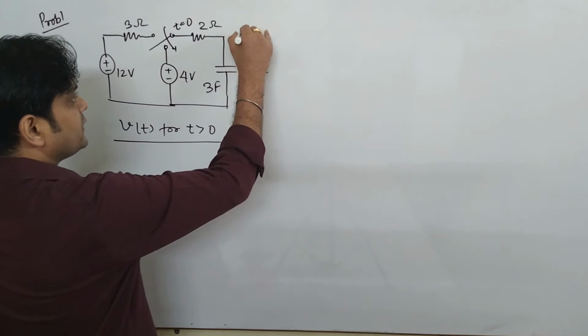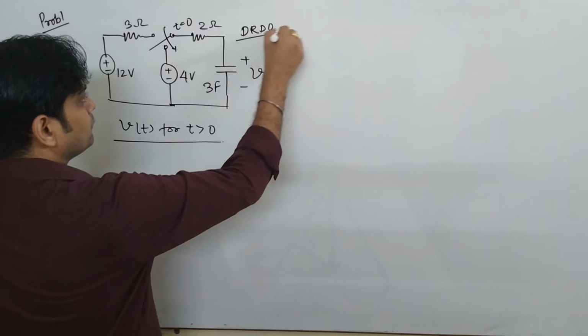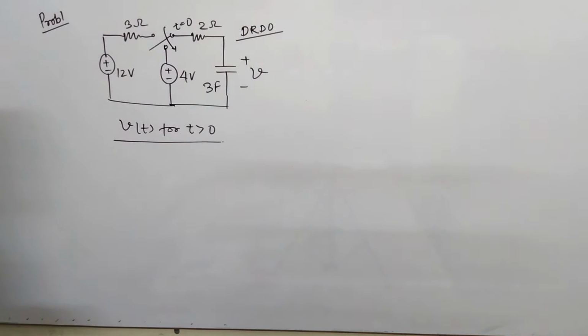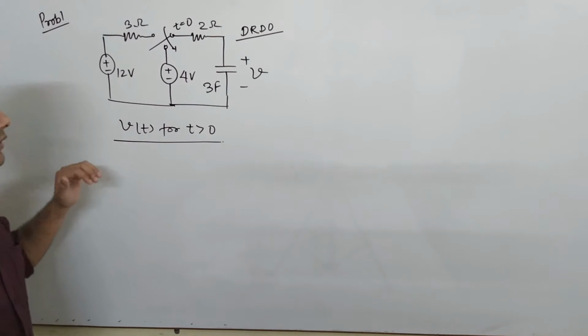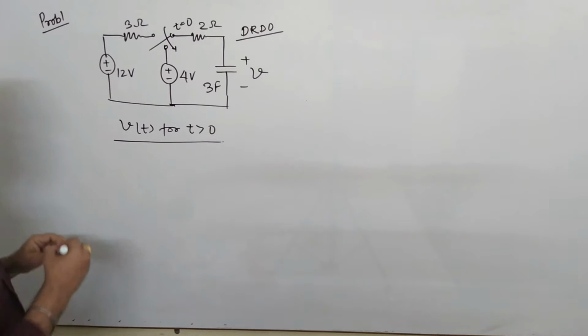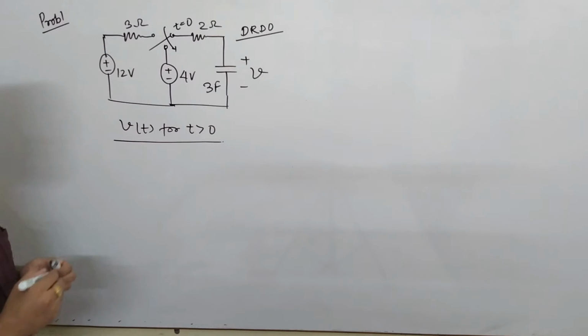This question was asked in DRDO. So we'll see how we'll find the value of Vt, and we'll see a similar type of question was asked in GATE 2021 also, a little bit easier. So we'll see how we find that value.